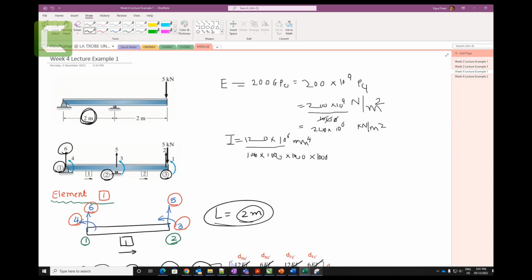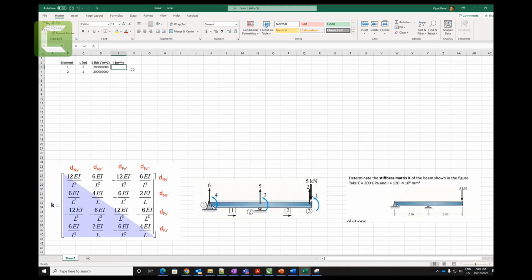So we can do that. Equal to 120 times 10 to the power 6, divided by thousands to the power 4. Right? That's what we wanted. Maybe we don't need brackets, just thousands to the power 4. And here you can put this unit, meter to the power 4. So that is your I.